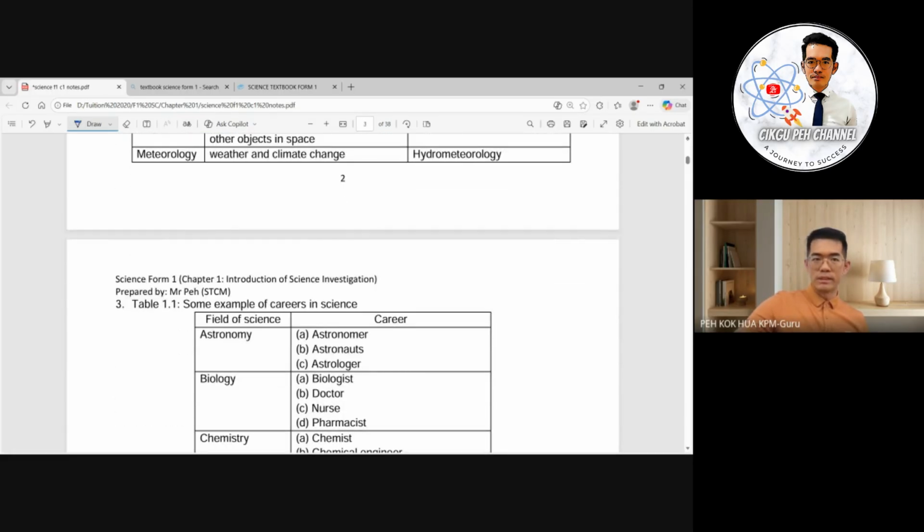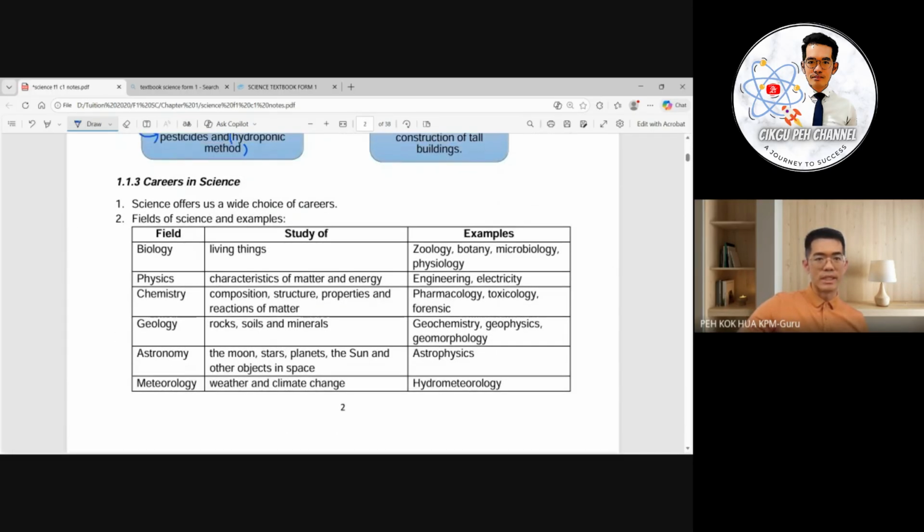Okay, so the next here will be the career in science. So what are you going to be if you learn science already? So here will be the example. So science offers us a wide choice of careers. For example, you learn biology, which is a study about the living things. So you can become zoology, botany, microbiology. This one is a subject now. This is a subject involved.